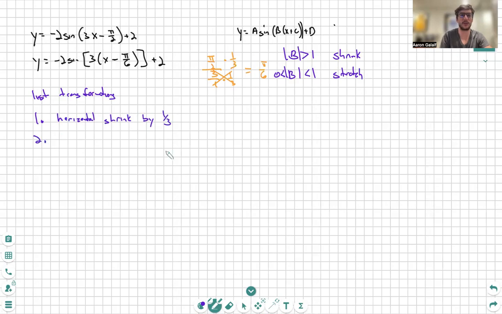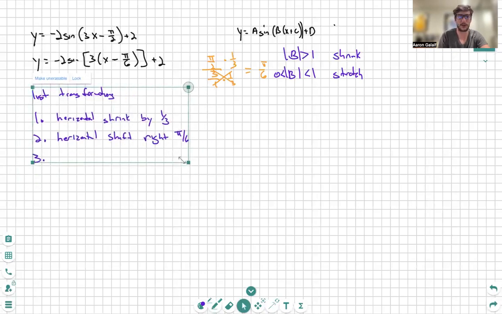Next, we're going to look at the other guy that's inside of our parentheses, and that is going to be a horizontal shift in the left or right department. Horizontal shift, and you just flip the sign. So this would seem like -pi/6, which just means I'm going right pi/6.